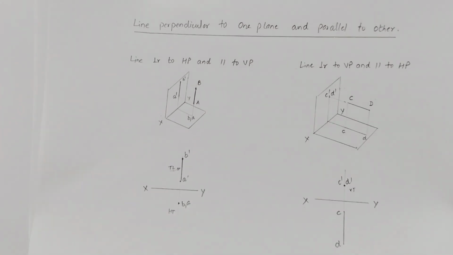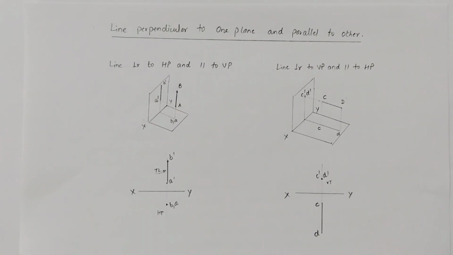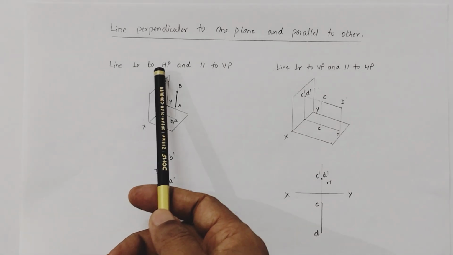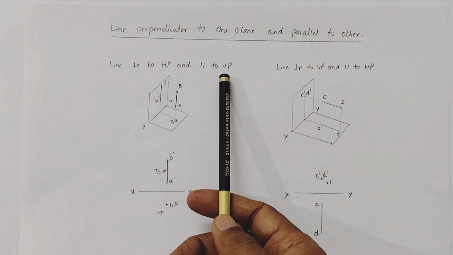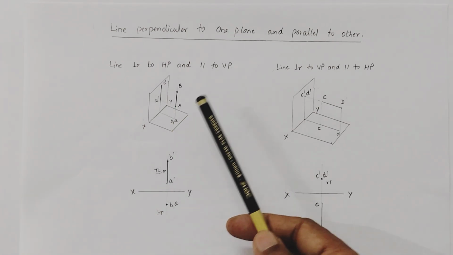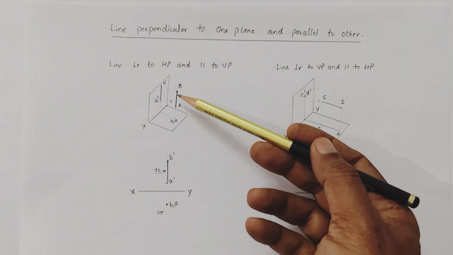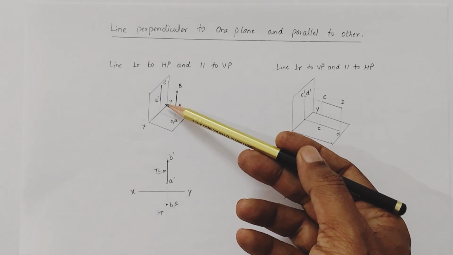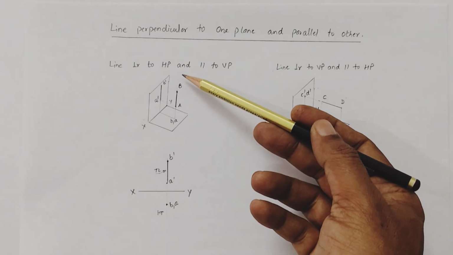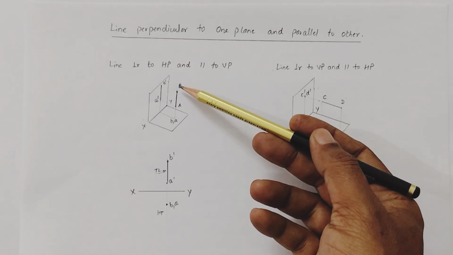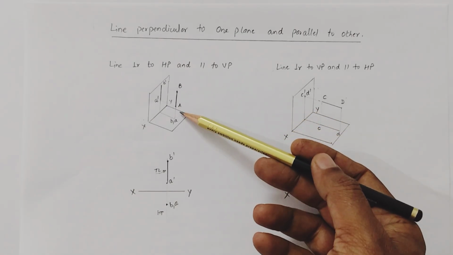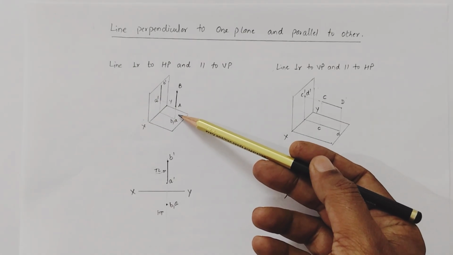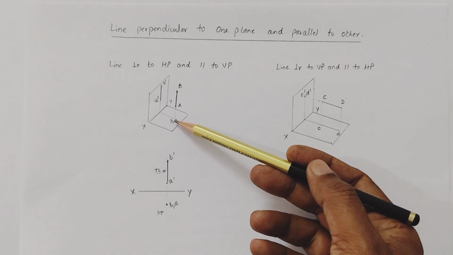So I am taking the very first case, when the line is perpendicular to one plane and parallel to the other. Let us have a line perpendicular to the HP and parallel to the VP. In this coordinate system you can see we have line AB, which is perpendicular to HP and parallel to VP. When we observe its projection, we view from the top side. Projections of points A and B will overlap, and here we get the top view a, b.